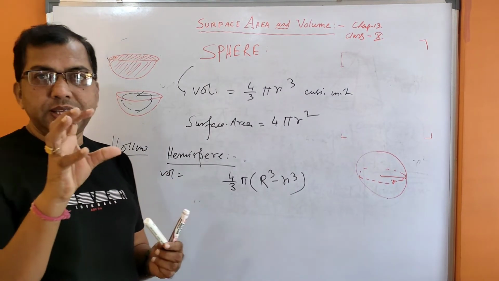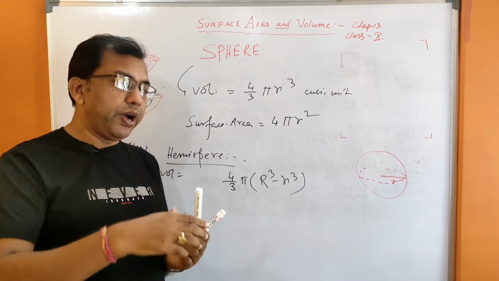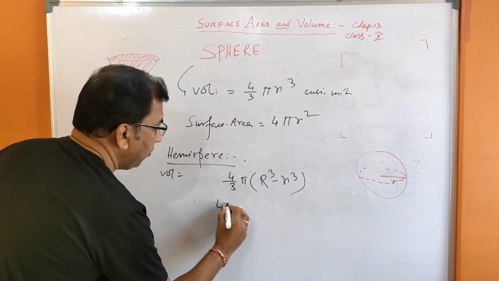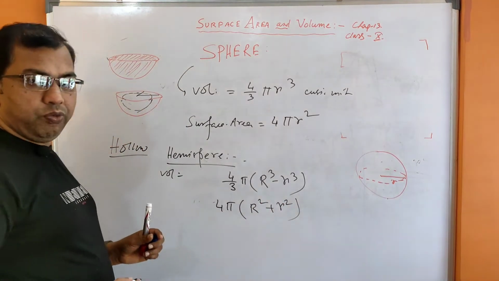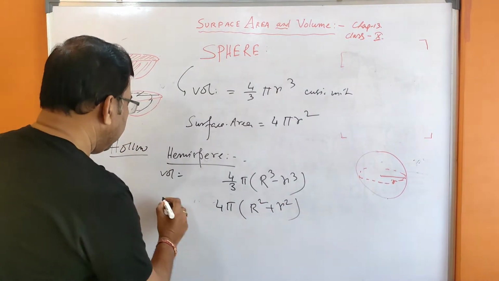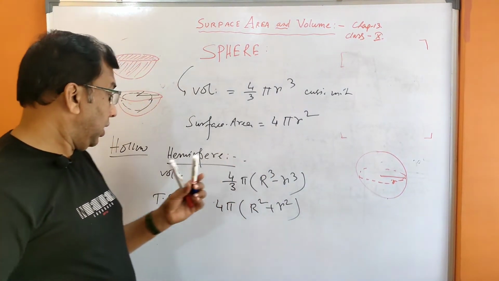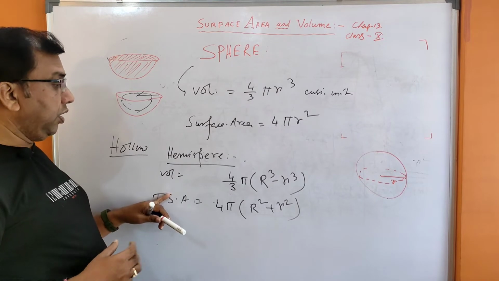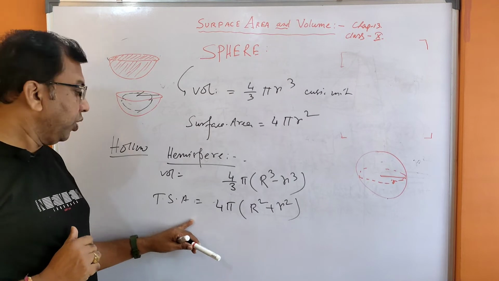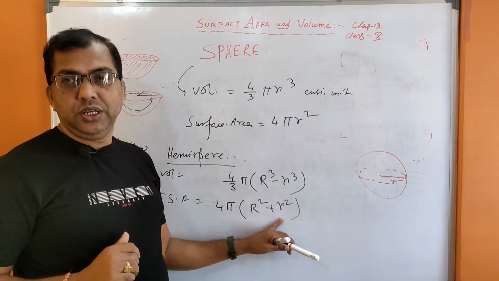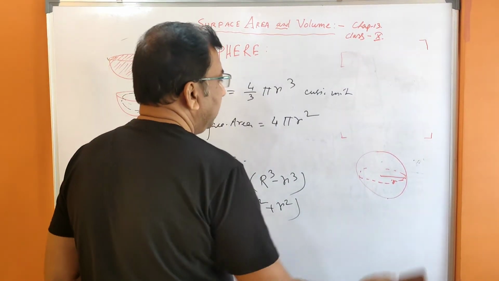Next, what is the surface area? That is the total surface area. In case of hollow hemisphere, it is 4 pi (R square plus r square), that is the total surface area. So if some problem comes in case of hemispherical shells, you have to find out total surface area, we have to apply 4 pi (R square plus r square). It will be given in square unit. Okay.